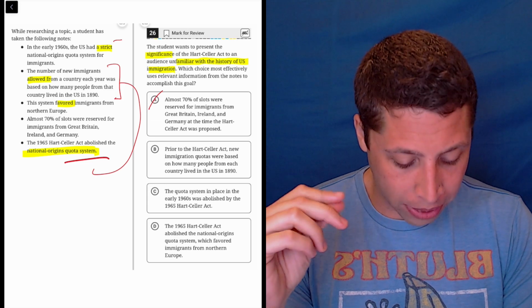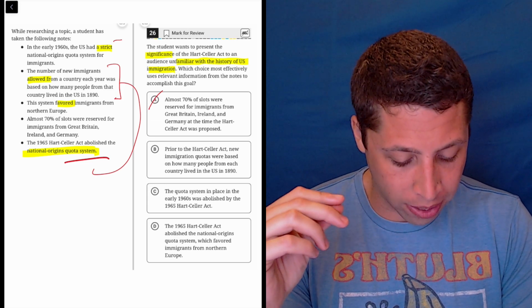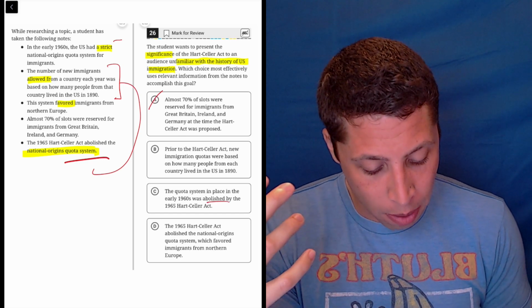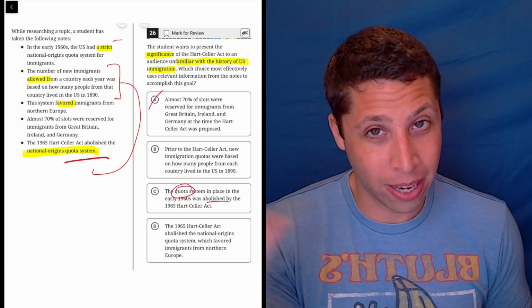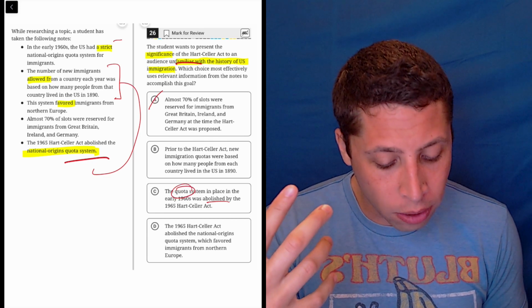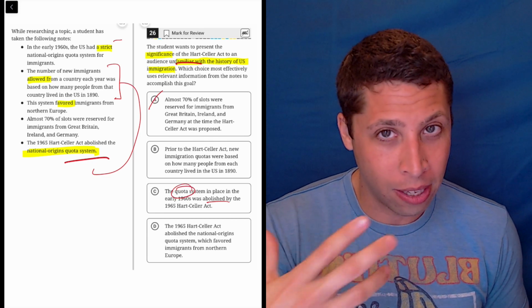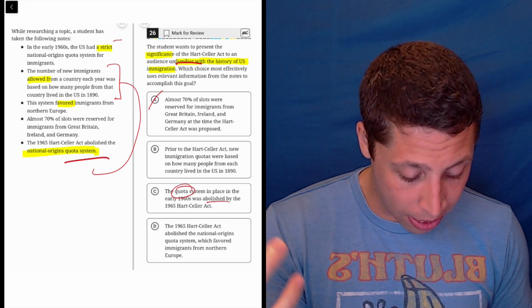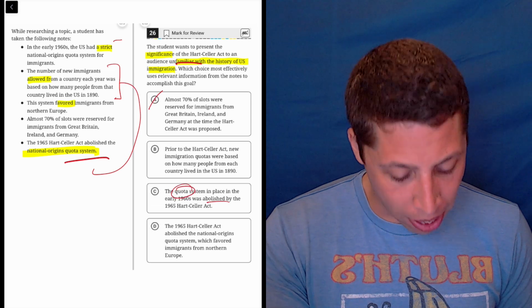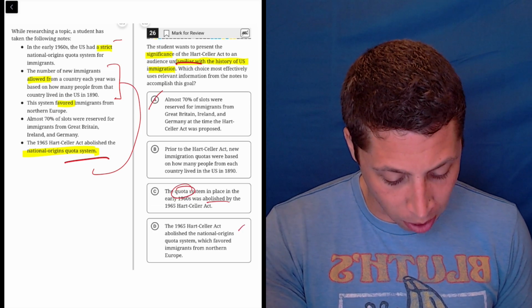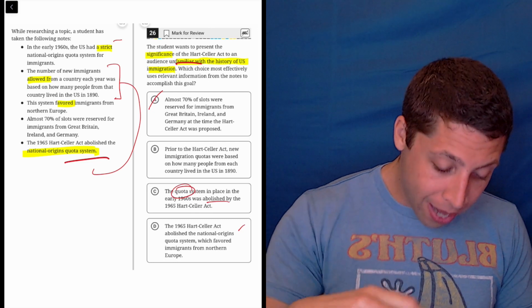The quota system in place in the early 1960s was abolished by the 1965 Hart-Celler Act. Great, that's definitely saying the significance, but what's the quota system, right? And again, it's not explaining what that is. And if you're unfamiliar with the history of U.S. immigration, that might need some explaining. Let's look at D. The 1965 Hart-Celler Act abolished the national origins quota system, so that seems good, which favored immigrants from Northern Europe.